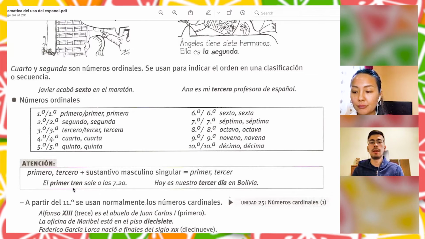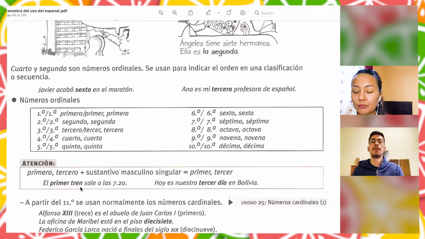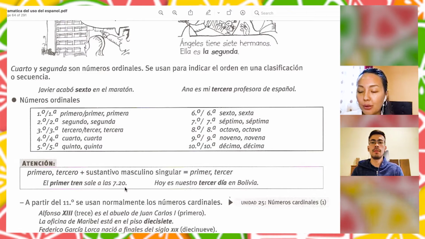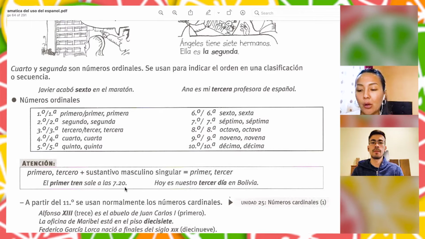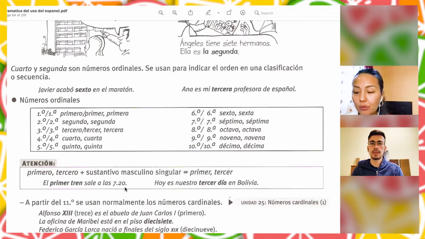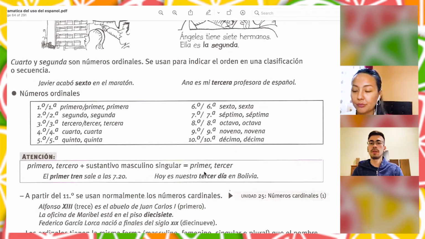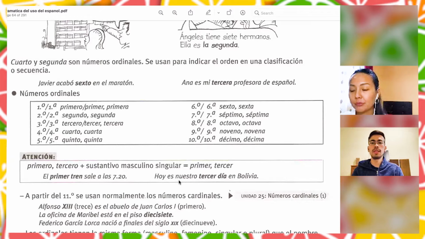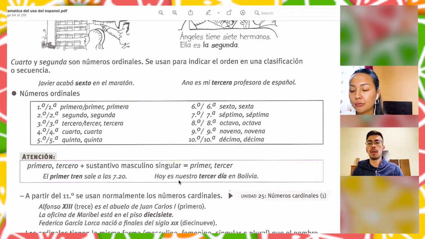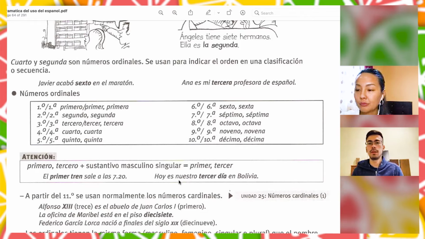The first train leaves at 7:20. So primero, tercero, we use when we do not use any nouns. Am I right? Yes. Super, great, thank you. The same here, for example, with tercer día. Hoy es nuestro tercer día en Bolivia. Today is our third day in Bolivia.